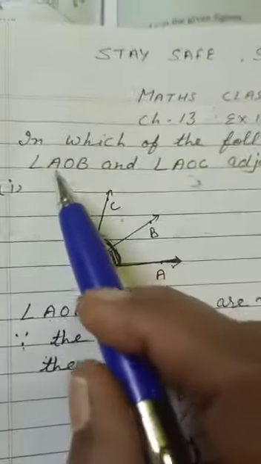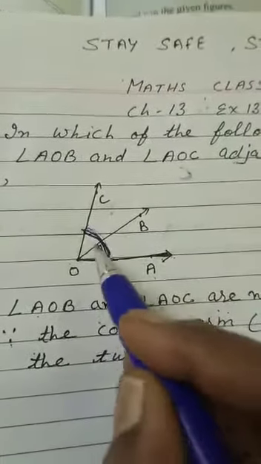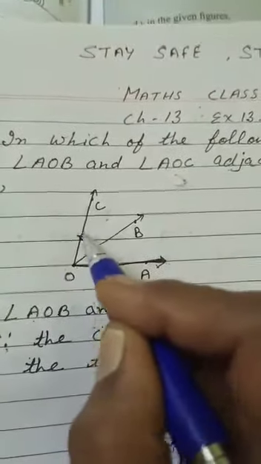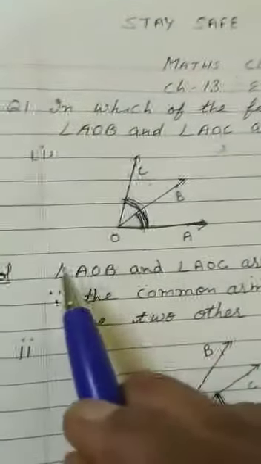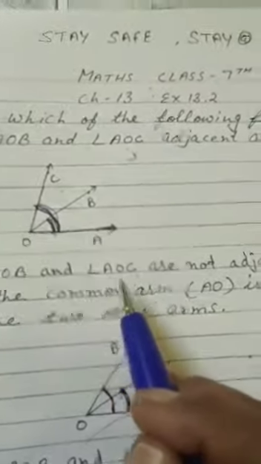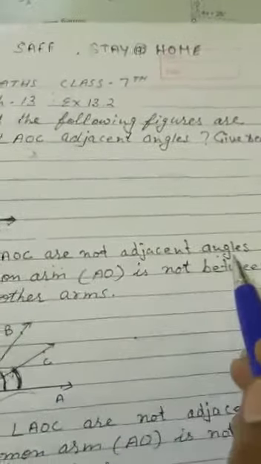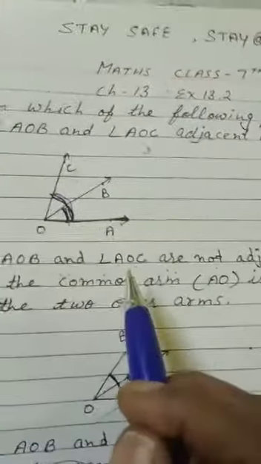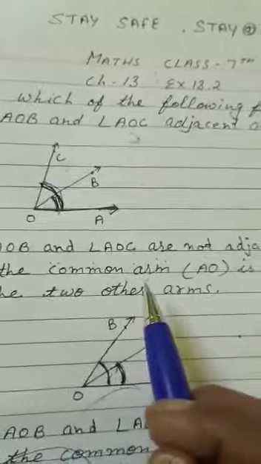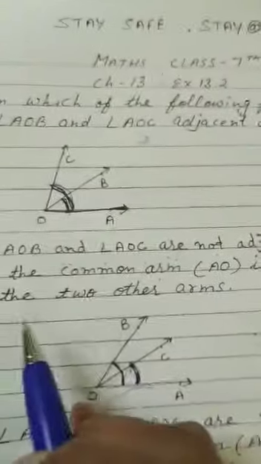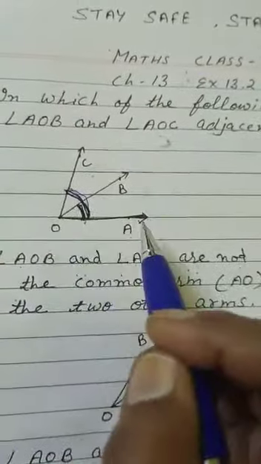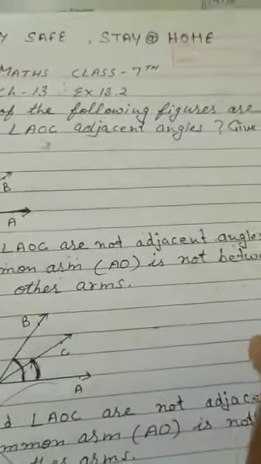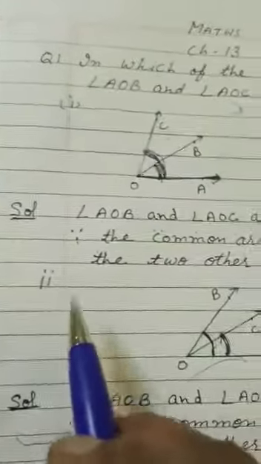In this figure, angle AOB and angle AOC are not adjacent angles because in these two angles the common arm AO is not between the two other arms. So these two angles are not adjacent angles. Now we will take the second figure.